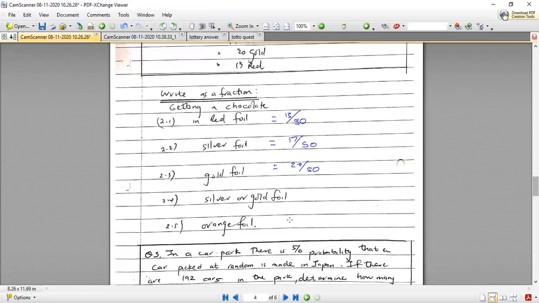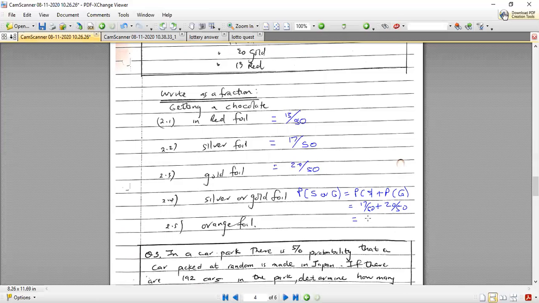If we look at our answers above, we could work it out from there. So the prediction of getting a silver or a gold foil chocolate would simply mean we add the probability of the silver plus the probability of a gold foil chocolate, which would mean that we add our two fractions. So it's 17 out of 50 plus 20 out of 50.